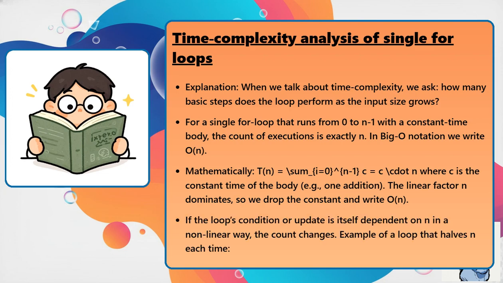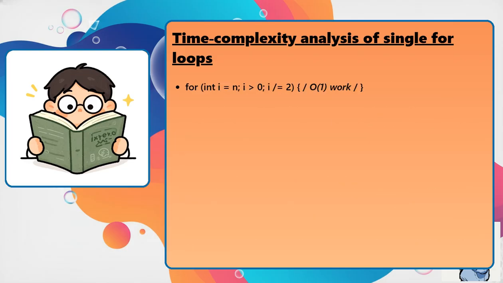If the loop's condition or update is itself dependent on n in a non-linear way, the count changes. Example of a loop that halves n each time: for (int i = n; i > 0; i /= 2) { O(1) work }. Here the number of iterations is floor(log base 2 of n) + 1, so the complexity is O(log n).